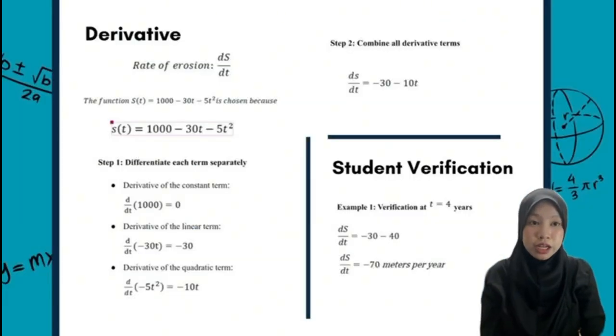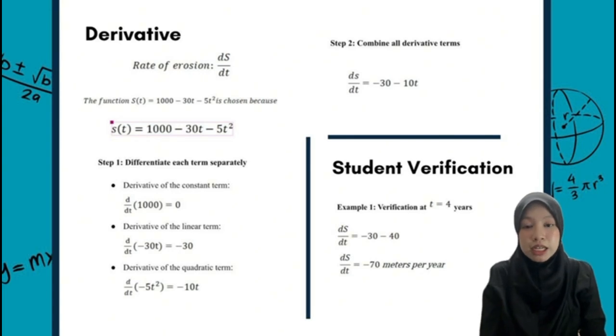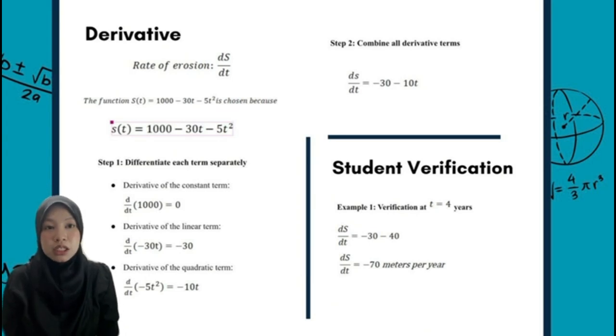The rate of shoreline erosion is the derivative of the function with respect to time, which is ds over dt equal to minus 30 minus 10t. So for verification, use t equal to 4, which means 4 years, and substitute t equal to 4. The answer is minus 70 meters per year. So this means the shoreline is retreating at 70 meters per year at this time.